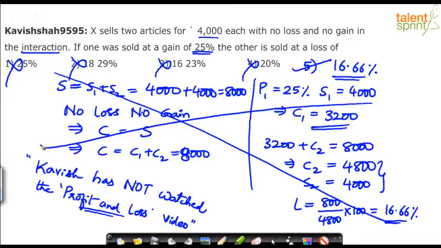And selling prices are equal. You cannot say loss percentage is equal to profit percentage. So you have to do this calculation. 16.66%, option 5, none of these. Kavish, have you followed this? Quickly, Kavish, I'm waiting for your confirmation so that I can move on. Kavish, waiting for your confirmation.